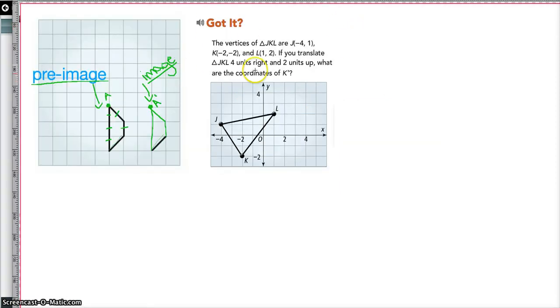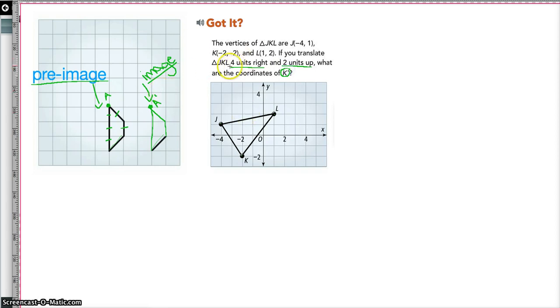We're going to do the next problem in your student companion book together. So it says the vertices, which are just the names of points, the vertices of triangle JKL are (-4, 1), (-2, -2), and (1, 2). If you translate JKL 4 units to the right and 2 units up, what are the coordinates of K prime, the new K? So let's go ahead and try this.